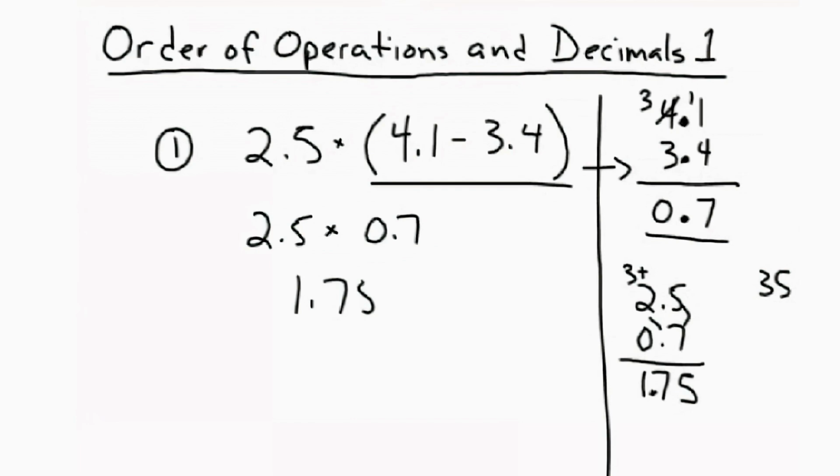And again, it should make sense to you here. We're taking a number and we're multiplying it by a number that's less than 1. So we would expect our answer to be smaller than what we started with. And indeed it is.